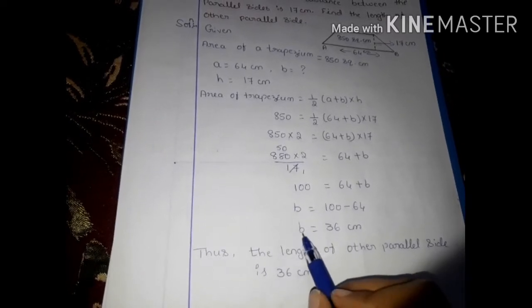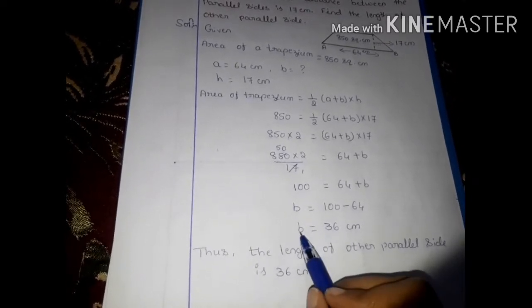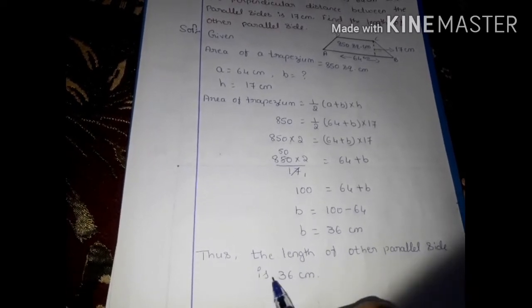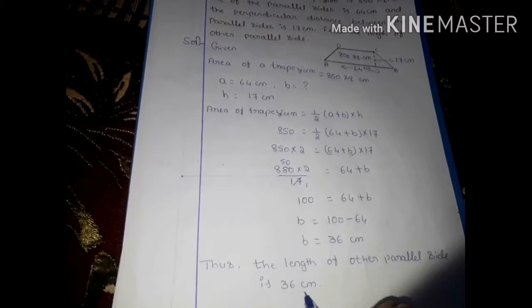Thus, what is this length? B is the other parallel side of the trapezium. Nothing but the length of the other parallel side is 36 centimeter. This is the answer for the second question.